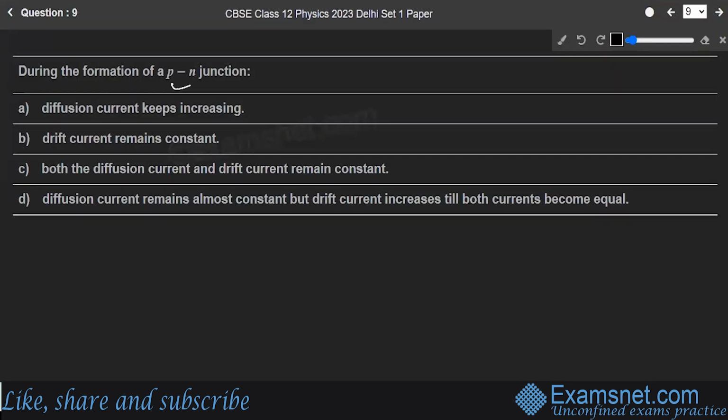Question number 9. During the formation of a p-n junction, diffusion current keeps increasing, drift current remains constant; both diffusion current and drift current remain constant; or diffusion current remains almost constant, but drift current increases till both currents become equal. The right answer is that during the formation of a p-n junction, diffusion current remains almost constant, but drift current increases till both the currents are equal. This is the right answer, D option.